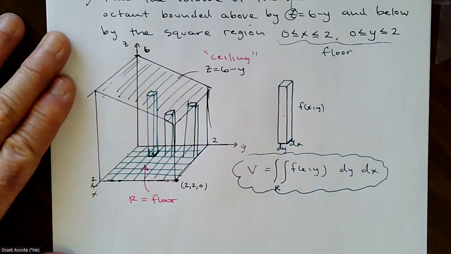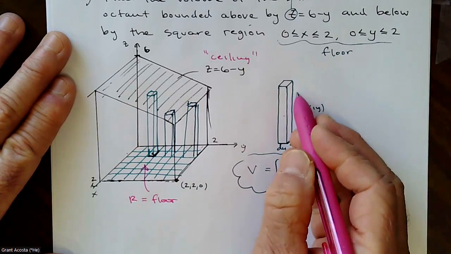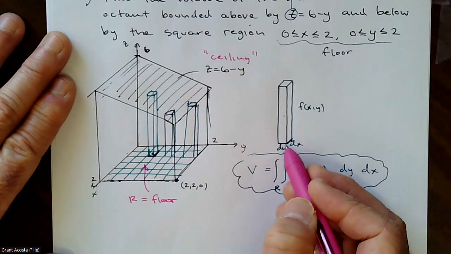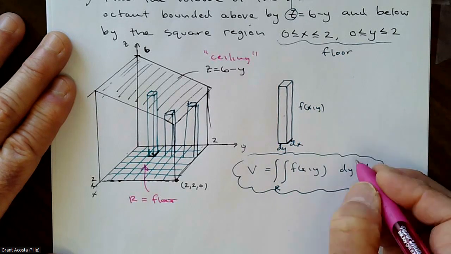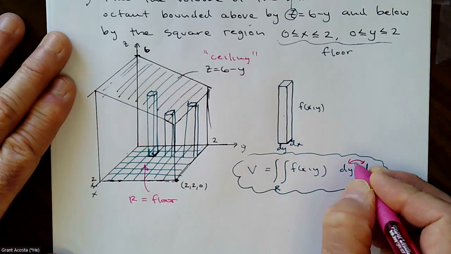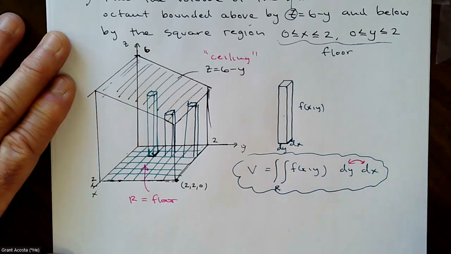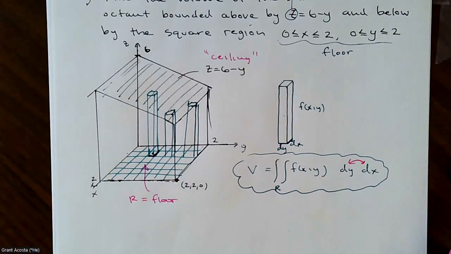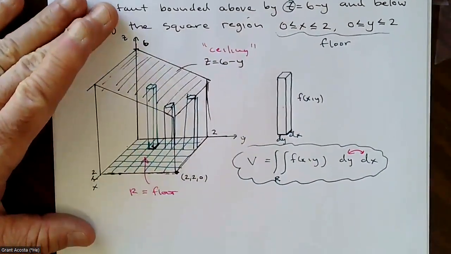Now, what can change, of course, is when you do volume, it's height times length times width, but the order of multiplication doesn't matter. So these could be reversed, right? It could be f of xy dx dy. It just depends on how you want to set up your integral. So here's how it's going to look for us.